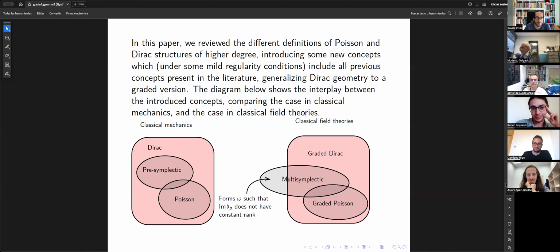I was about to say that next week we're having Eduardo García Toraño from Argentina, who will talk about route reduction and these kinds of things.